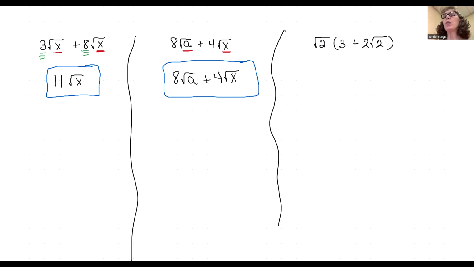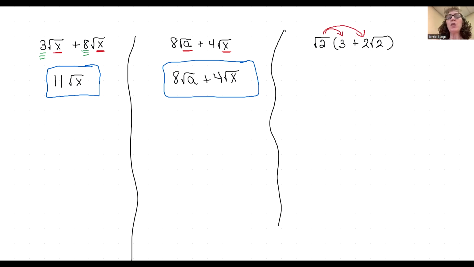All right, so let's look at our next one here. We've got square root of 2 and then parentheses 3 plus 2 square root of 2. So when we're doing this, we have the distributive property. Remember, we do anything we can inside the parentheses. We can't combine that, right? We have a 3 plus 2 square root of 2. They don't both have the square root of 2, so we can't combine those. So we're going to look outside the parentheses.